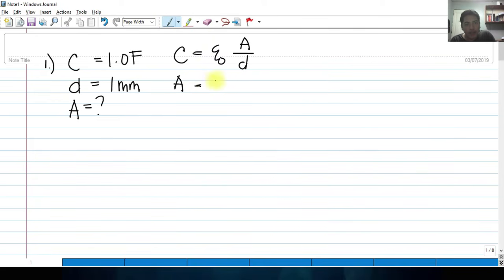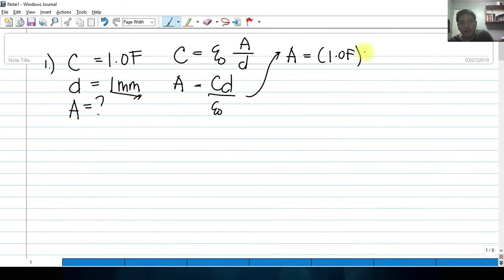Okay, so we have C times D over epsilon sub 0. This distance, we must convert it into meters, always. So A is now equal to capacitance 1 farad multiplied by a distance of 1 millimeter, that is 0.001 meters, over epsilon sub 0, which is 8.854 times 10 raised to negative 12. By the way, the unit of this is farads per meter.